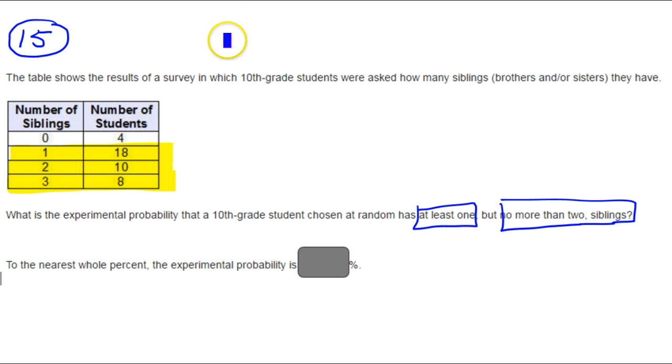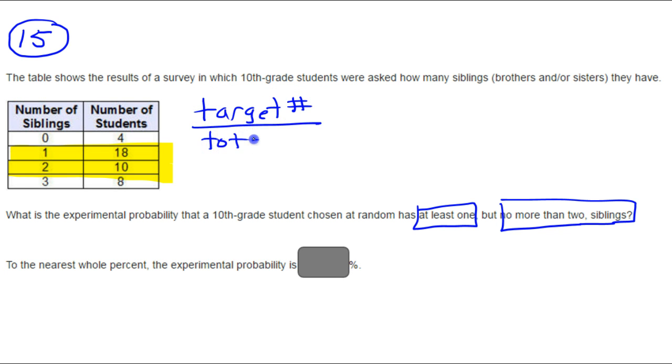At least 1. But wait a minute, they said no more than 2. That means I got to forget about that last one I just put down. So we're really just talking about either 1 sibling or 2. At least 1, no more than 2. That's either 1 or 2. So this is our target outcomes, all right, that we just highlighted. So if we want the experimental probability, we're going to use this data, and we're going to do the target number of outcomes divided by the total number of outcomes. All right, target over total.